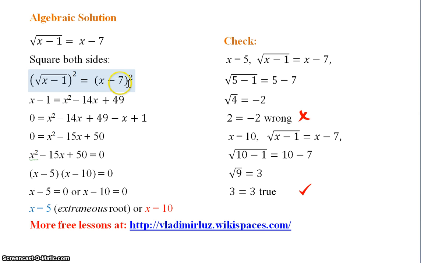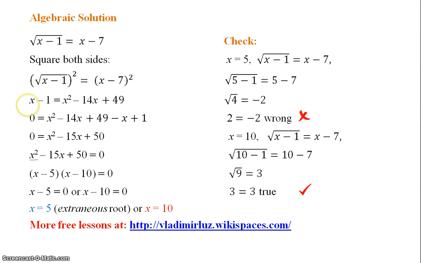We squared both sides. Then in the left side we get radicand x minus 1 because square root and square cancel out. And in the right side we apply the formula square of difference. Square of difference of x and 7 is square of the first term, x squared, minus twice product of the terms, minus 14x. Terms are x and 7. Product of the terms is 7x and twice product is 14x. Plus the square of the second term, 49.